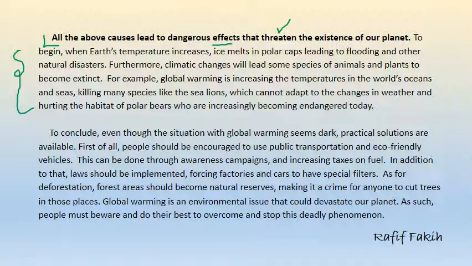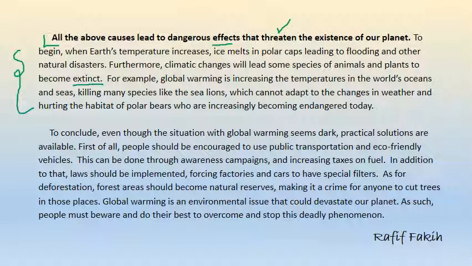Furthermore, climatic change will lead some species of animals and plants to become extinct. Extinct means die out, no longer exist. For example, a minor detail, global warming is increasing the temperatures in the world's oceans and seas, killing many species like the sea lions, which cannot adapt to the changes in weather, and hurting the habitat of polar bears, who are increasingly becoming endangered today. We see pictures of polar bears everywhere now. They're running away, looking for food because their ecosystem is being destroyed.